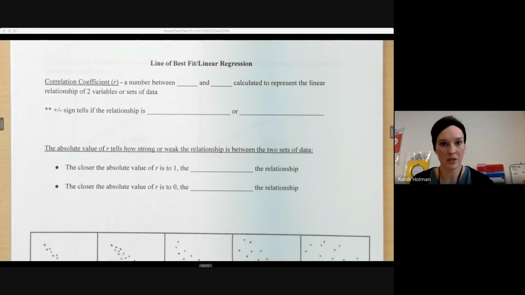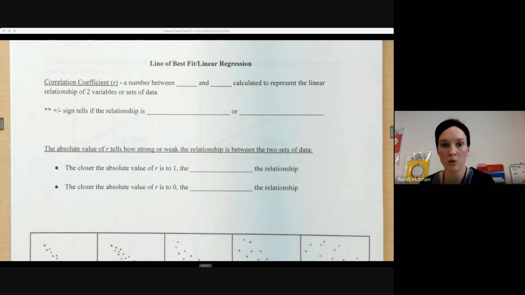So in this video, we're going to take a look at our line of best fit, or our linear regression. We're going to actually use our calculators to help us calculate what is the best fit for our line. One data point that we're going to get is called the correlation coefficient.